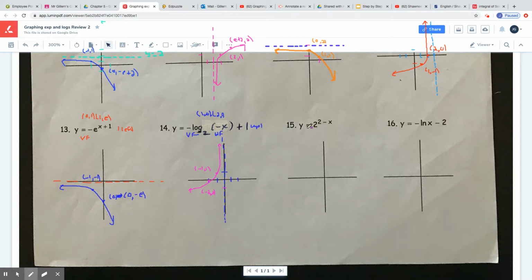All right, last two. Exponential. Exponentials always have the points 0, 1 and 1, the base. Those are the points you're starting with, the ones you're shifting around. There are two things happening here.